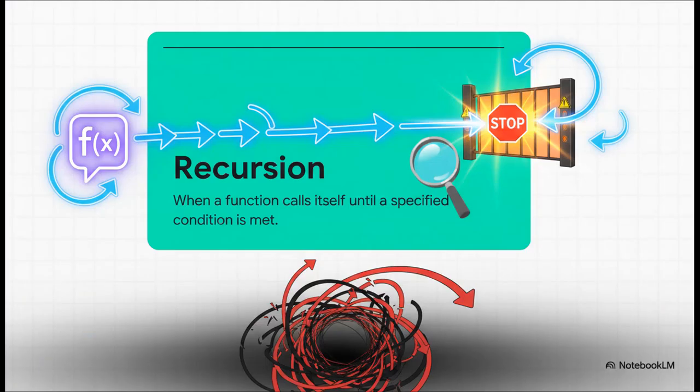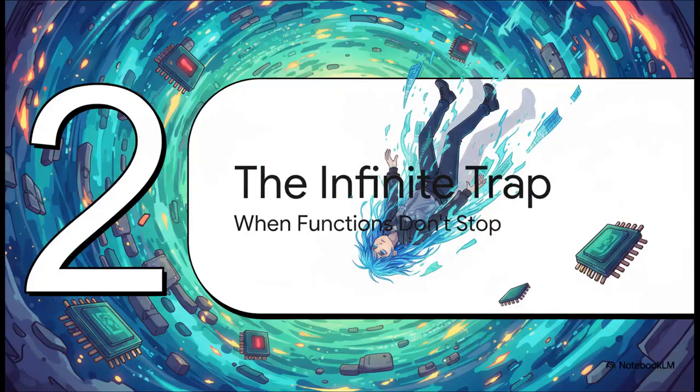Read this definition carefully. It's kind of like a set of Russian nesting dolls. There are two absolutely mandatory parts here. First, the self-calling action. That's opening a doll to find another one inside. And second, the vital stopping point. That's the final solid doll right at the center. Calling the function initiates the loop, but if you just do that first part without hitting a stopping point, well, that's a total recipe for system failure. Which brings us to part 2, the infinite trap.